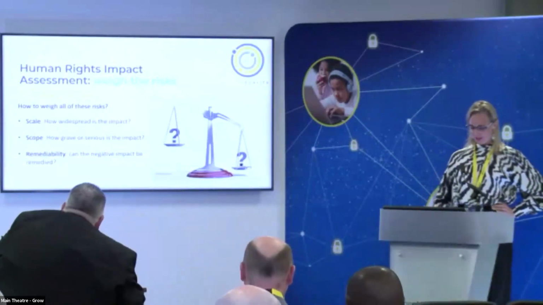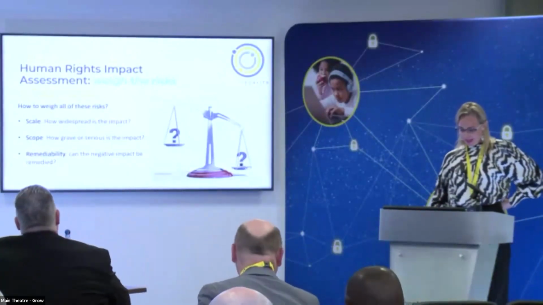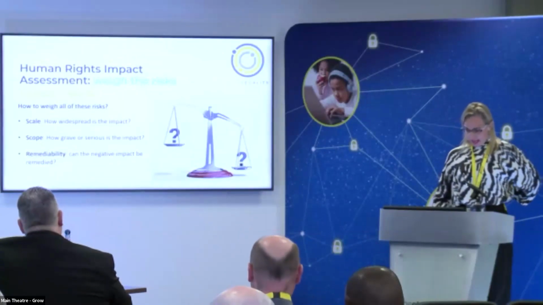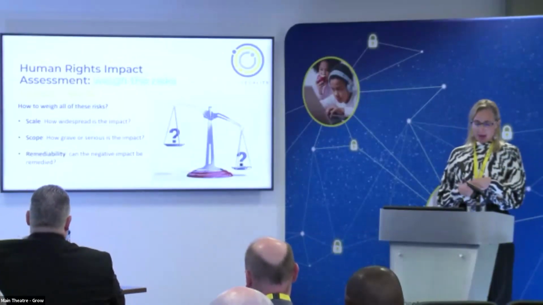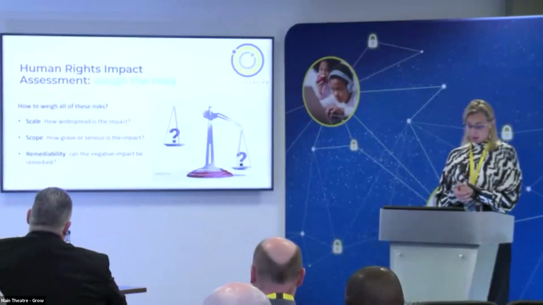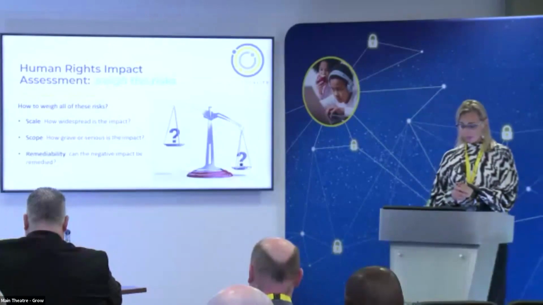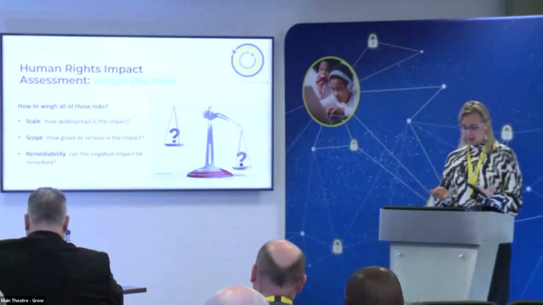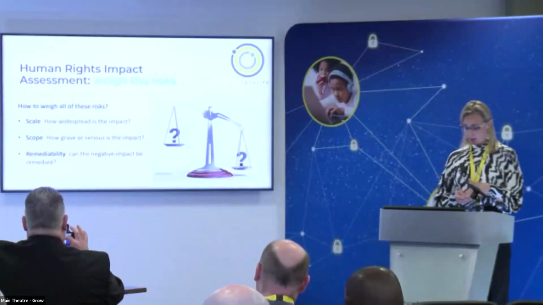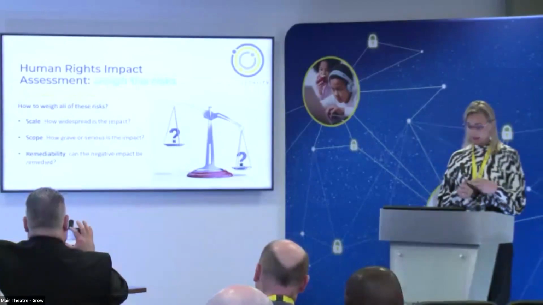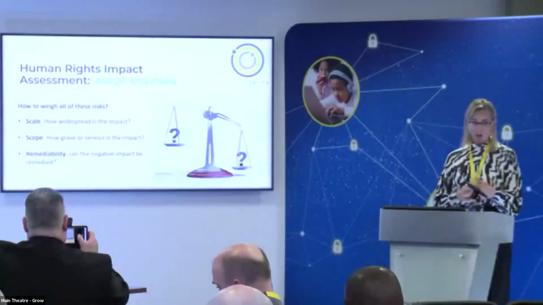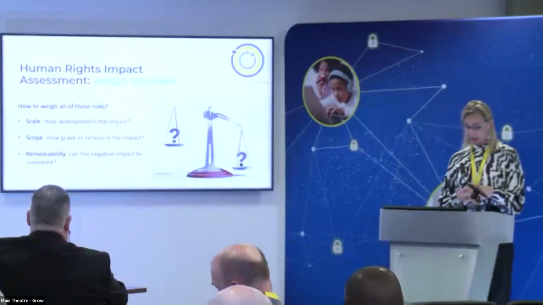So after you've done the risk assessment, you need to look at scale. So this is related to the impact of the age assurance product and any adverse impact it has on human rights. So this is related to how widespread the impact is or the number of people who are impacted. Scope is concerned with how grave or serious the impact is.